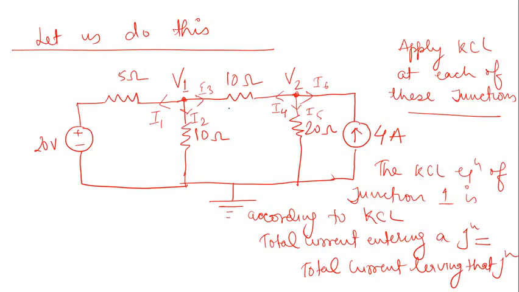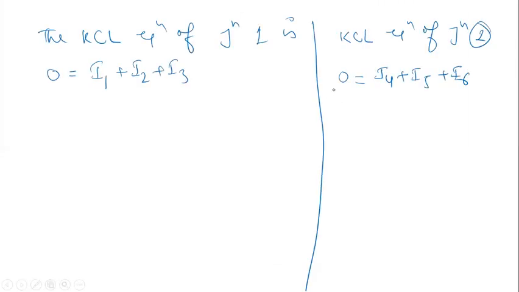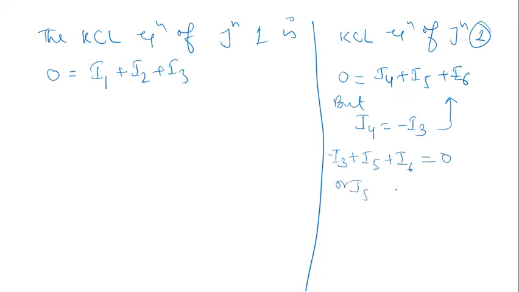Now, if you have seen this particular branch, this one, this is the common branch basically, and you can see I3 and I4, you have assumed, this is totally an assumption, right? So they are opposing each other, so you can write here I4 is equal to minus I3. So you can replace it in this equation. So you'll get minus I3 plus I5 plus I6 is equal to 0, or I3 is equal to I5 plus I6.